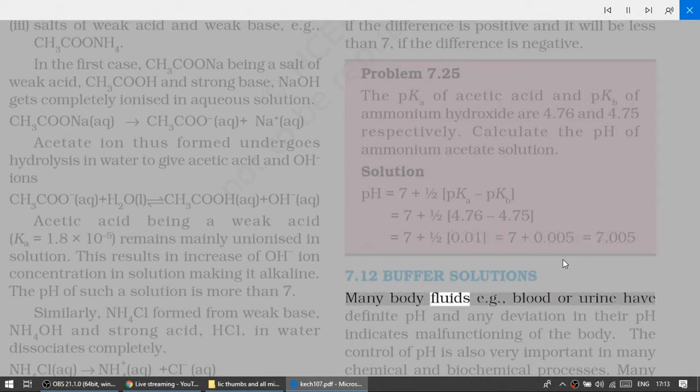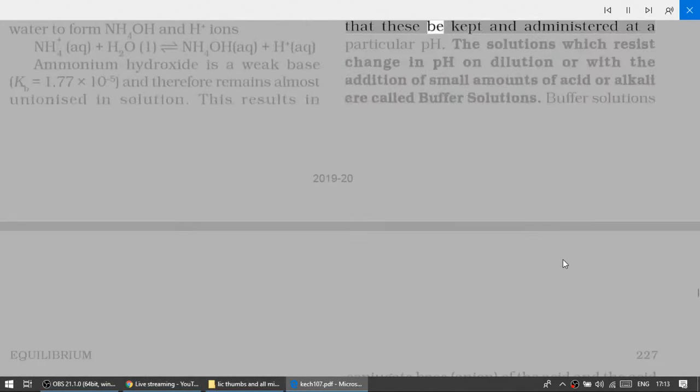7.12 Buffer solutions. Many body fluids, e.g., blood or urine, have a definite pH, and any deviation in their pH indicates malfunctioning of the body. The control of pH is also very important in many chemical and biochemical processes. Many medical and cosmetic formulations require that these be kept and administered at a particular pH. The solutions which resist change in pH on dilution or with the addition of small amounts of acid or alkali are called buffer solutions.